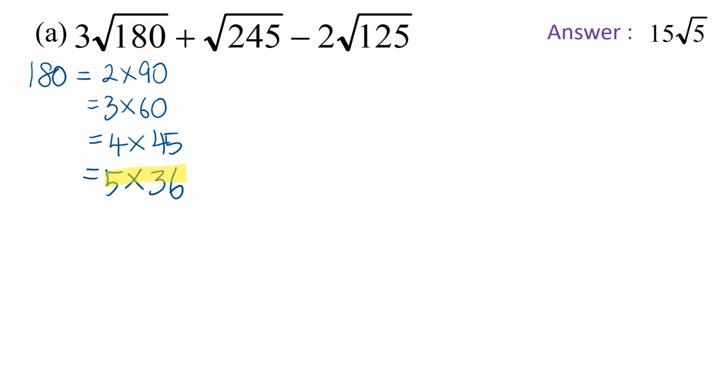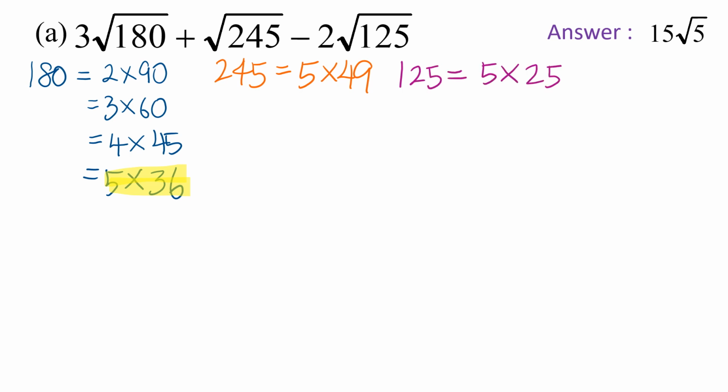Then for the second number, 245, basically we know that it is divisible by 5. So you can just try dividing it by 5 and you get 5 times 49, and 49 is actually a perfect square. So similarly for 125, we can divide by 5 to get 5 times 25, and 25 is a perfect square. Right, so we're going to put everything back into your questions.